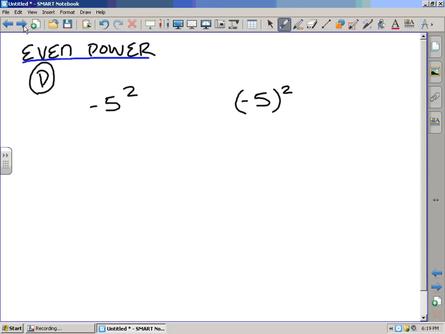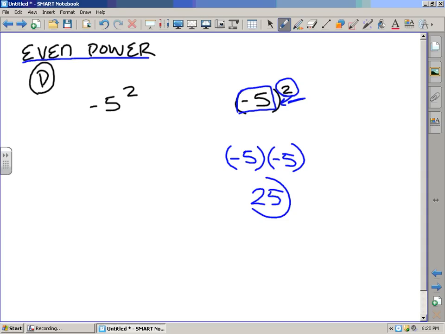And the final example for even powers. The 2 goes to what it is directly beside, the parentheses, so this entire piece inside the parentheses is the base. We copy that twice because the exponent is a 2, and we get a result of 25. In the left example, the 2 only goes to the 5, not to this negative symbol in front. So we copy the base of 5 twice, and we get -25.